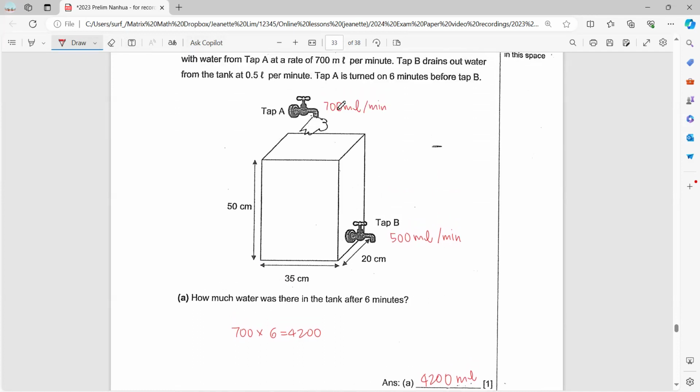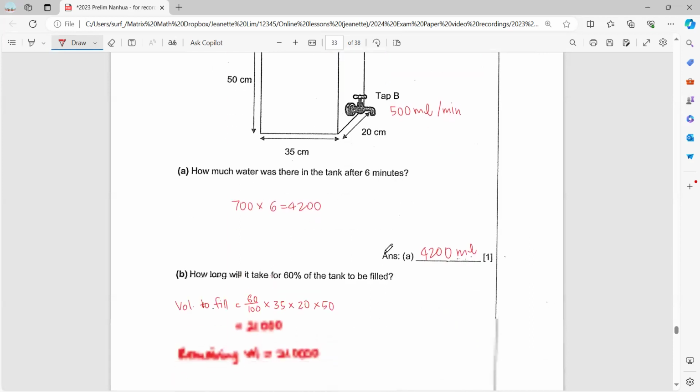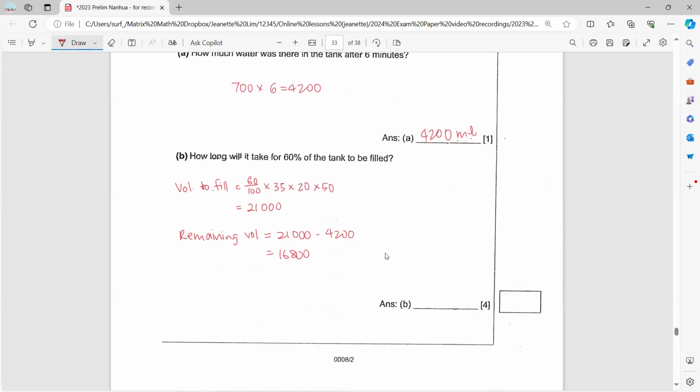So tap A actually fills more than tap B drains. So there will be an increase in volume. But how much is the increase? Not 700, because 500 is always draining out, right? So it's 700 minus 500. So every minute, we have 200 filling the tank.